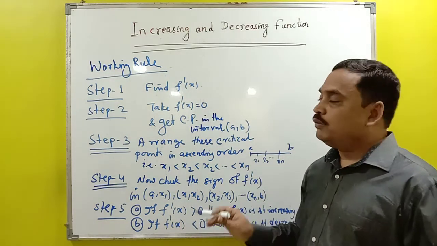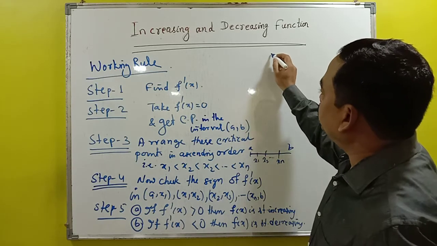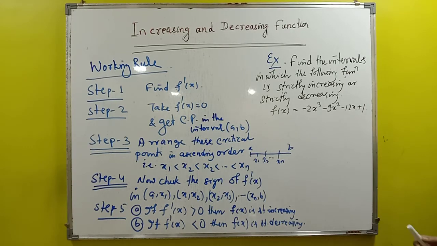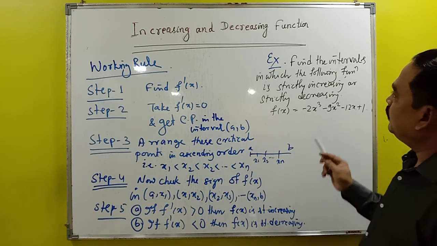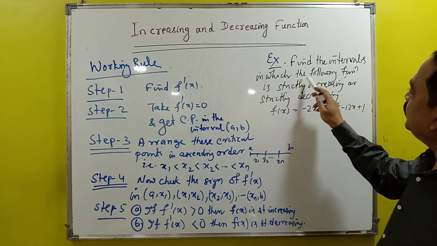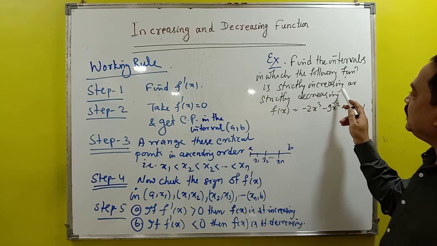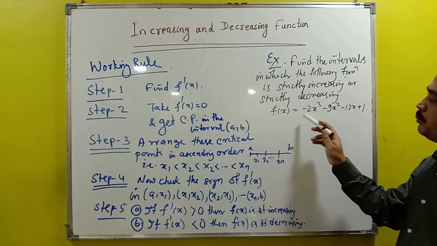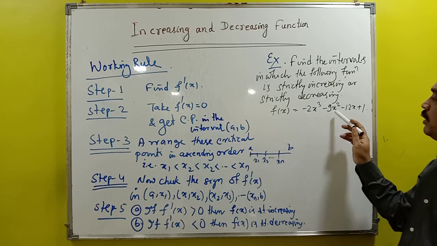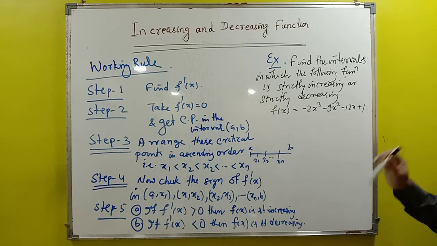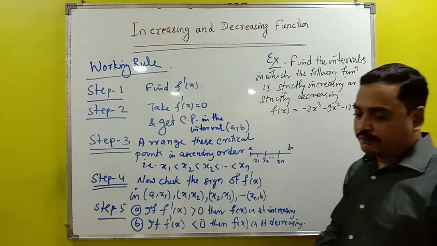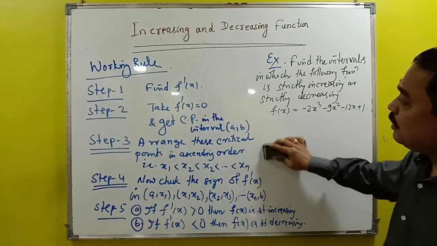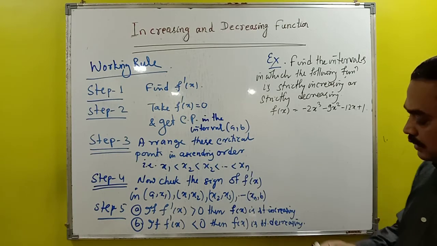Based on this, let us solve one question. Now let us solve one example. Find the intervals in which the following function is strictly increasing or strictly decreasing. The function is given: f of x is equal to minus 2x cube minus 9x square minus 12x plus 1. And how to solve? What is our step 1? Our step 1 is to find the derivative f dash x. So let us start solving this question.